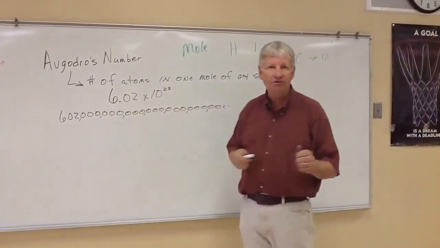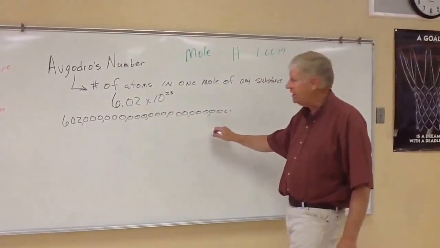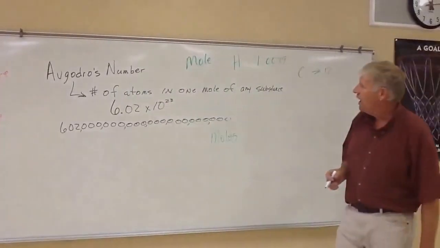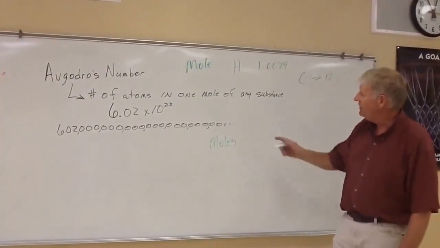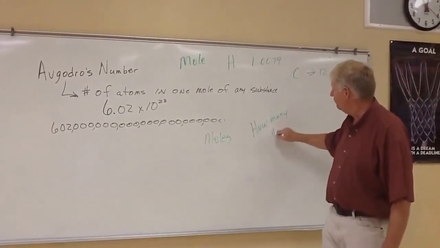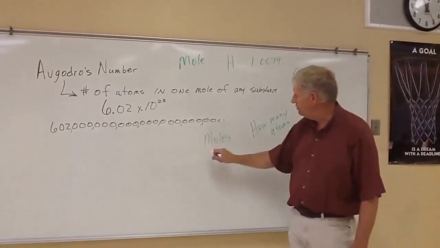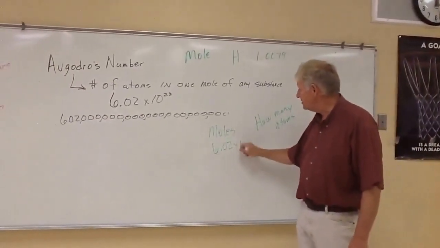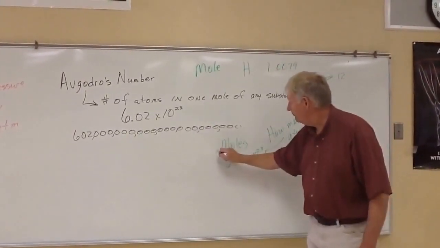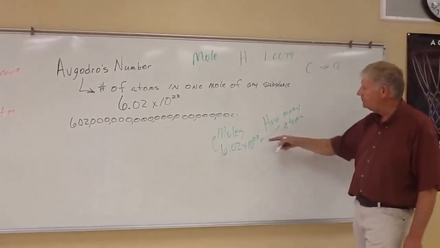So in your labs, especially the lab that you have coming up, it will say you'll calculate how many moles do we have, and then it'll say how many atoms. Well, remember there's 6.02 times 10 to the 23rd atoms for every mole.